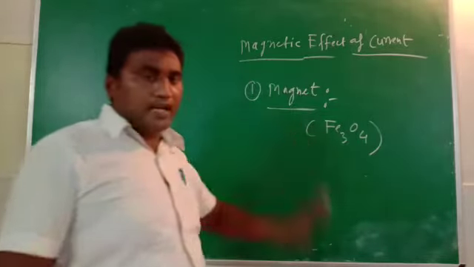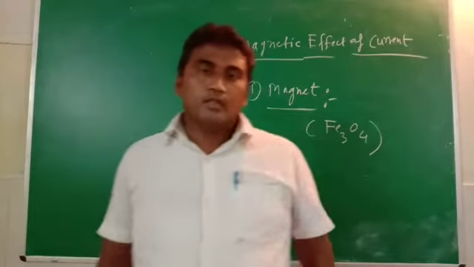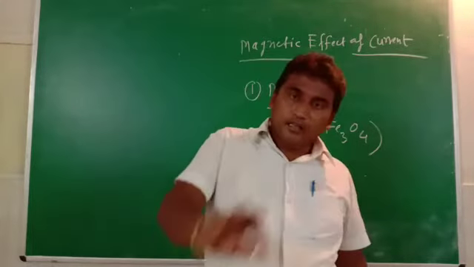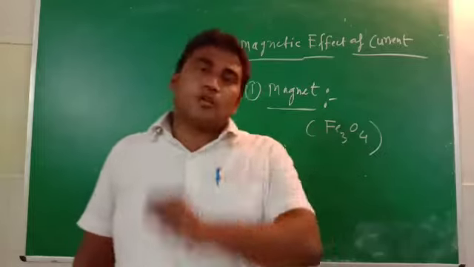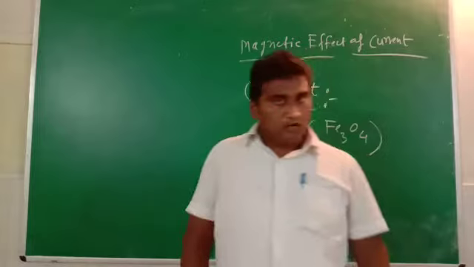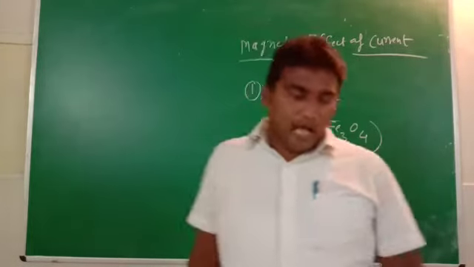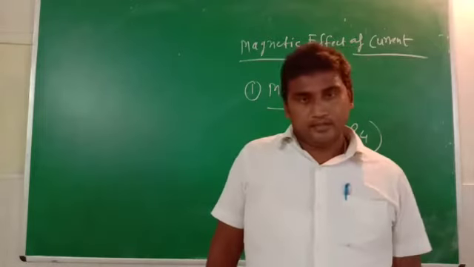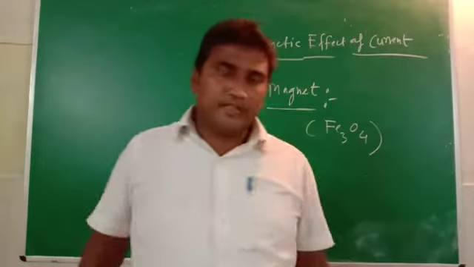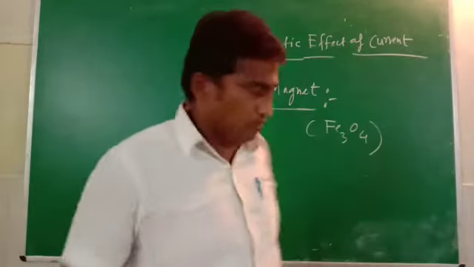A magnet generally has two poles, north pole and south pole. The north pole of the magnet always shows the positive direction, and the south pole always shows the negative direction. Now, iron generally has two ores, one is magnetite and the other is hematite. Hematite has the chemical formula Fe2O3, but magnetite is generally Fe3O4.